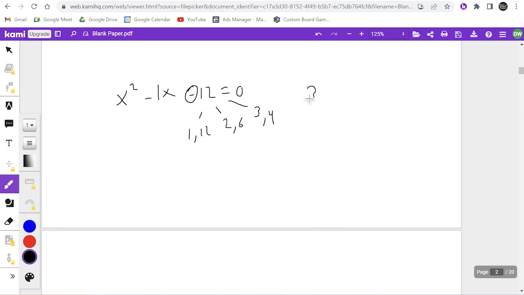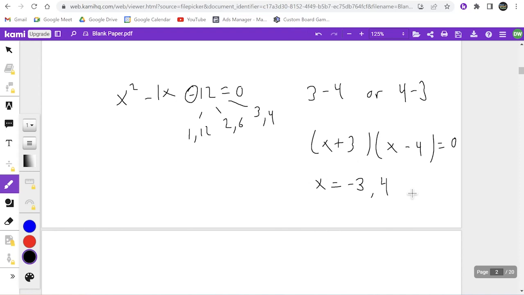Now we need to figure out, is it 3 minus 4, or is it 4 minus 3? Well, since we want negative 1, I want 3 minus 4. So that means the answer in terms of my factors, first I'll set it up like this with the x's. I'm going to do plus 3 and then minus 4. Now, that's my factors. That's not my final answer. Oh no, that'd be too easy, right? So then the answer is the opposite. X equals negative 3 and positive 4.